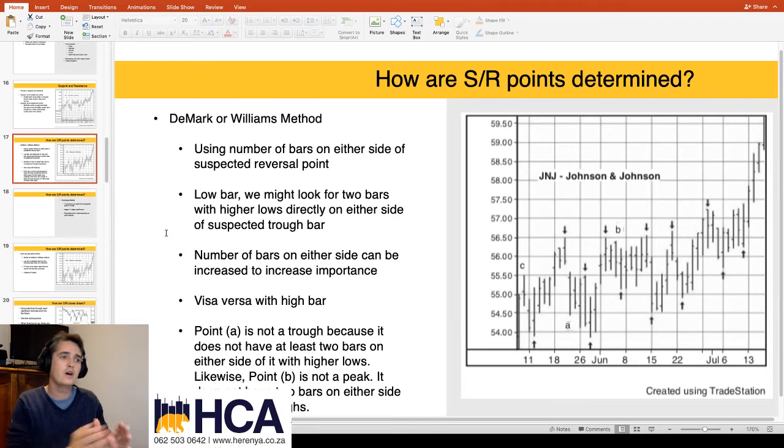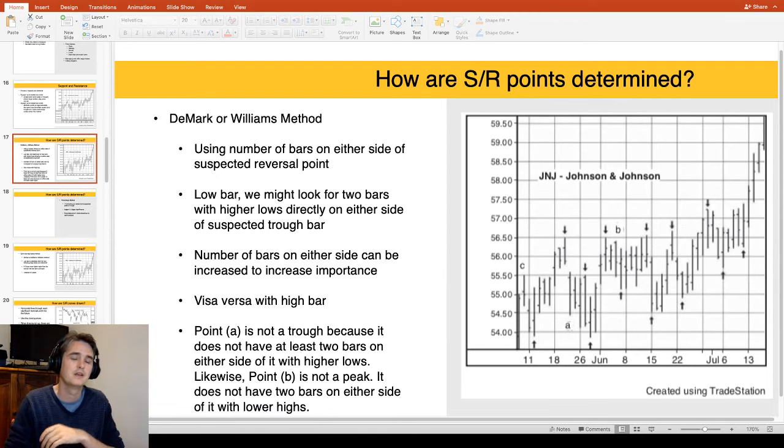Okay, so how are support and resistance points determined? I'm going to remove the logo. Which one is it? HCA banner. Okay. There are a number of different ways.